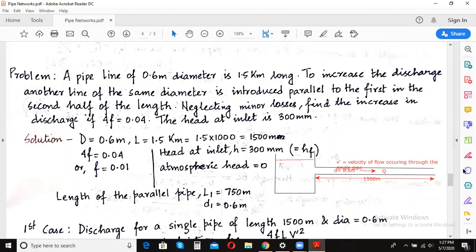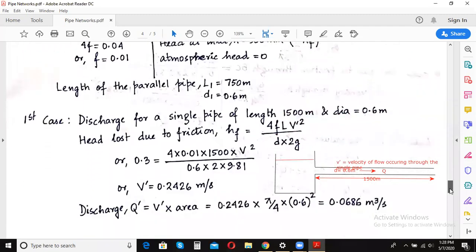And the head at inlet is 300 mm, and we are converting it into meters. So 0.3 is equal to 0.04 into the length, which is 1500 meters, and we have V'^2 over here, divided by 0.6 into 2g, where g is 9.81. So we are calculating V' as 0.2426 meters per second.